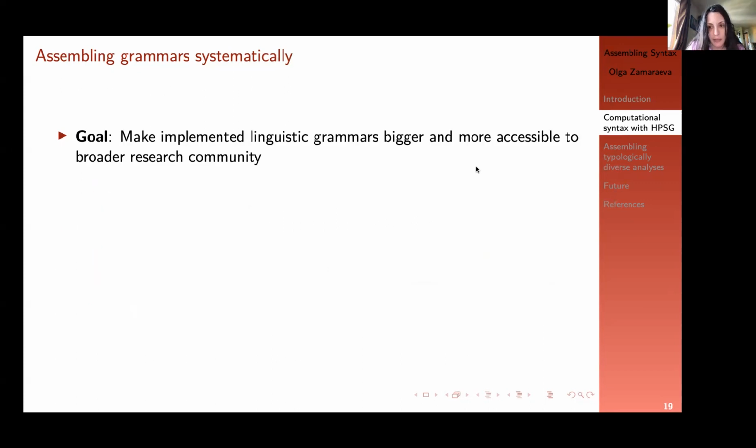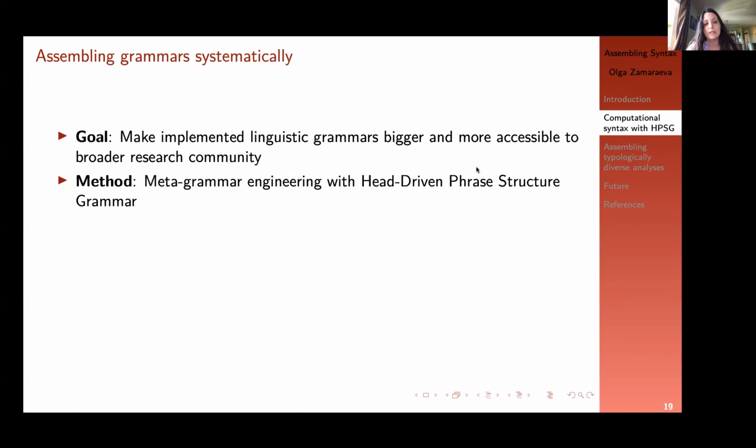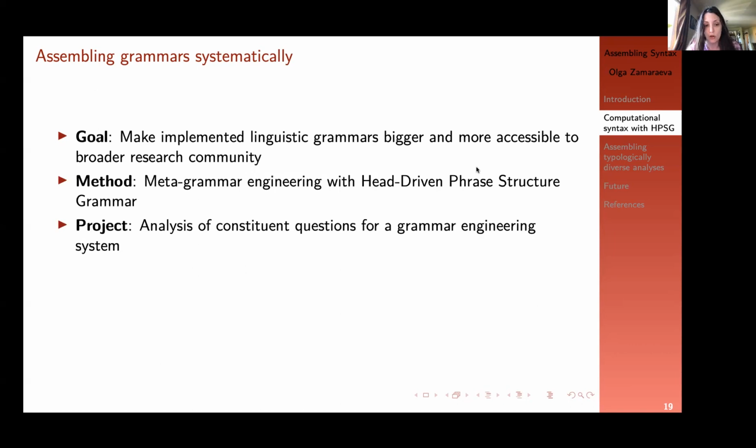To summarize, my goal is to make implemented linguistic grammars bigger and more accessible to a broader research community. Rather, not to summarize, but kind of to give you a preview of what I'm going to talk about in the next few minutes in the remaining part of this portion of my talk. So I want to make implemented grammars more accessible to a broader research community. And my particular method of doing that is what I call meta grammar engineering with head-driven phrase structure grammar. And I will explain to you what these things are in this and in the next portion of my talk.